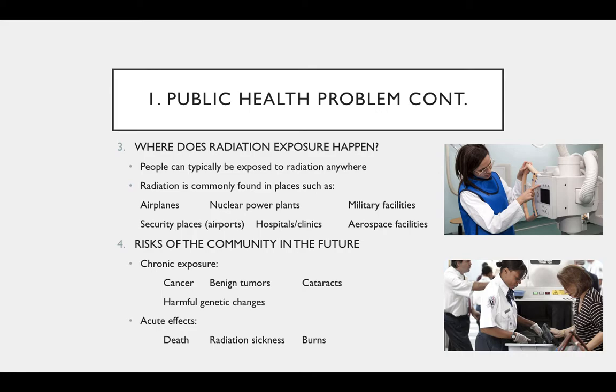So, there are two broad categories of health effects, which is chronic, which means long term, and acute, which is short term. Chronic exposure is continuous or intermittent exposure to radiation over a long period of time. And these risks include cancer, benign tumors, cataracts, and harmful genetic changes. Acute health effects occur when large parts of the body are exposed to a large amount of radiation. The large exposure can occur all at once or from multiple exposures in a short period of time. And these effects include death, radiation sickness, and burns.